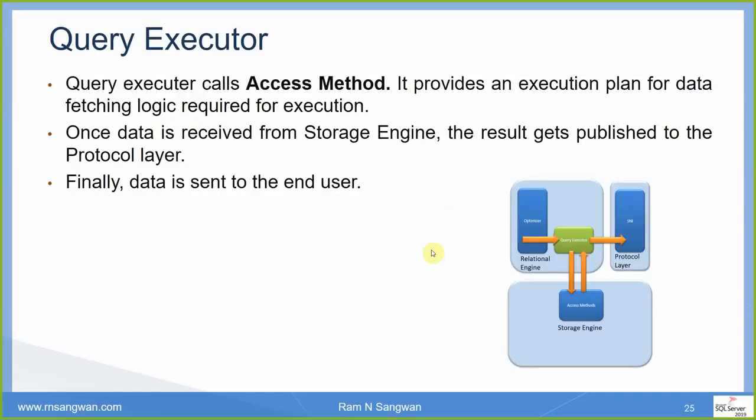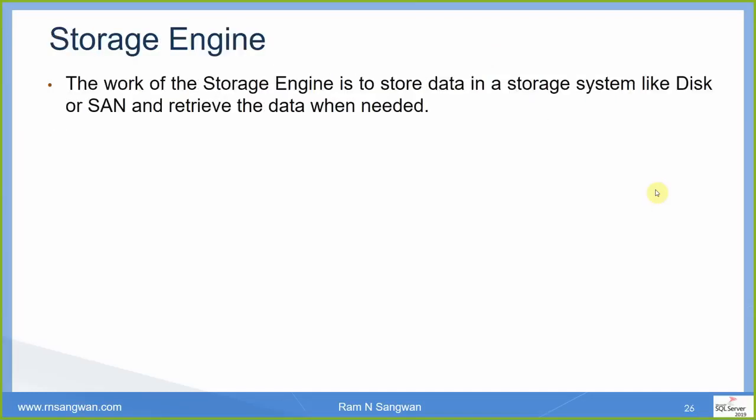Then after optimization, the query reaches the query executor. The query executor calls the access method. It provides an execution plan for the data fetching logic required for the execution. Once the data is received from the storage engine, the results get published to the protocol layer. Finally, the data is sent to the user. So the query executor will get the data from the storage engine, send it to the protocol and send it to the end user, that is a client. So this is a big picture of overall communication.